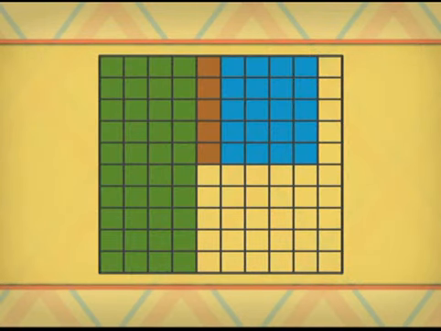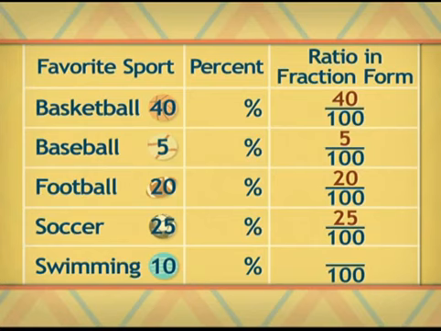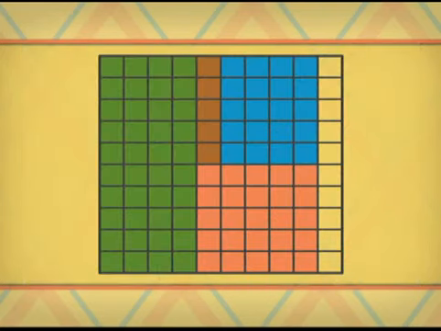And then, what is the ratio of students who chose swimming as their favorite sport? Well, that's 10/100, or we could say 10/100ths. So let's show that on the grid now. We need to color 10 squares. So pick another color and shade in 10 squares this time.